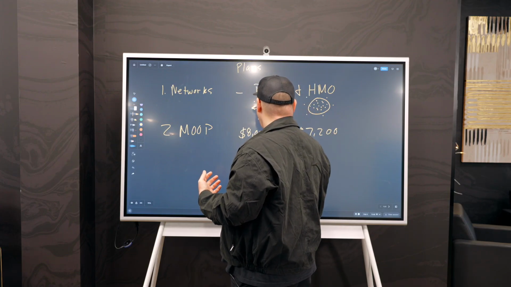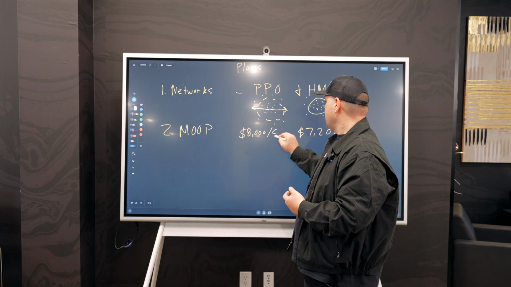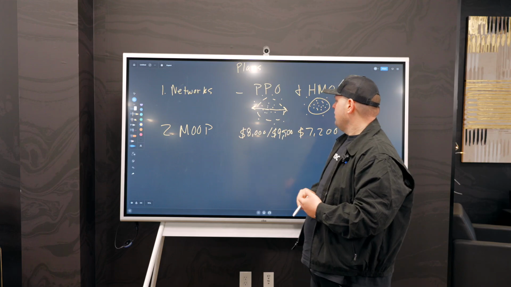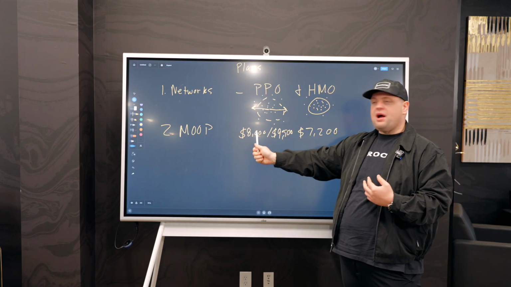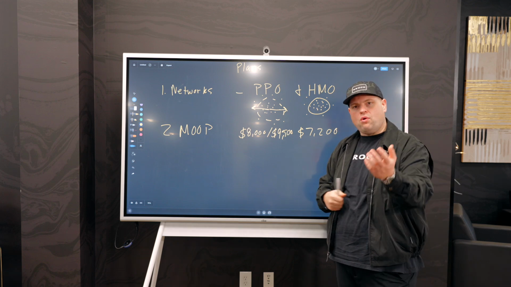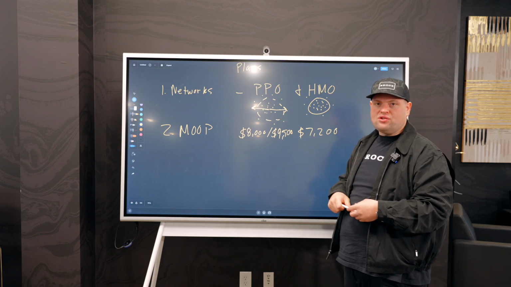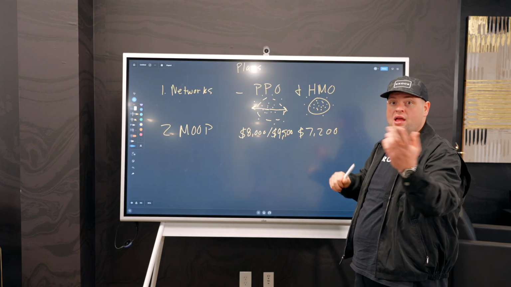Now, something you have to keep in mind if you go PPO is that you actually have a combined maximum out of pocket, and that could be $9,500. So if I stay in network at all times, then my maximum out of pocket is $8,000. But if I were to go out of network here and there, then I actually have a combined $9,500 maximum out of pocket. So that's really kind of my true maximum out of pocket, something you need to pay attention to.